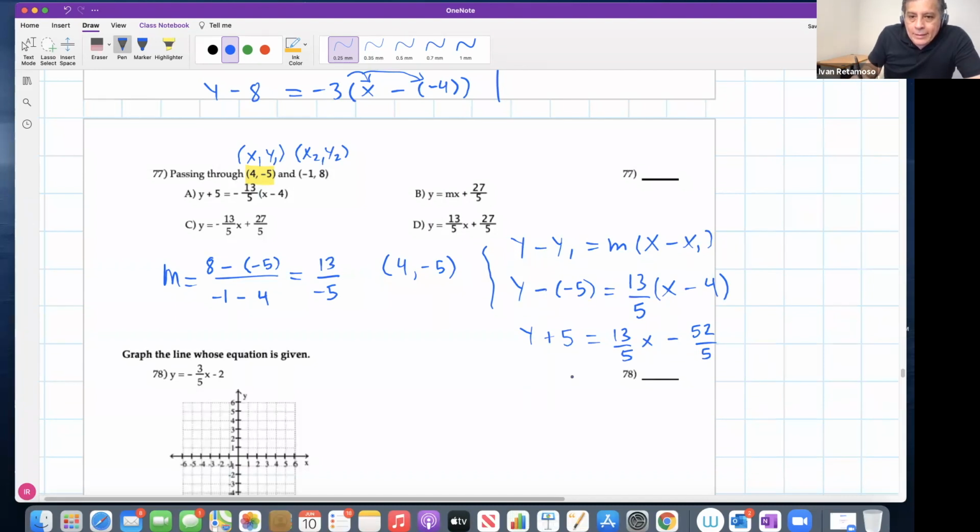Now, here you have to subtract 5 from both sides to isolate your y. Or you have to do minus 5, minus 5. Now, these should be done using the LCD if you want to do it manually.